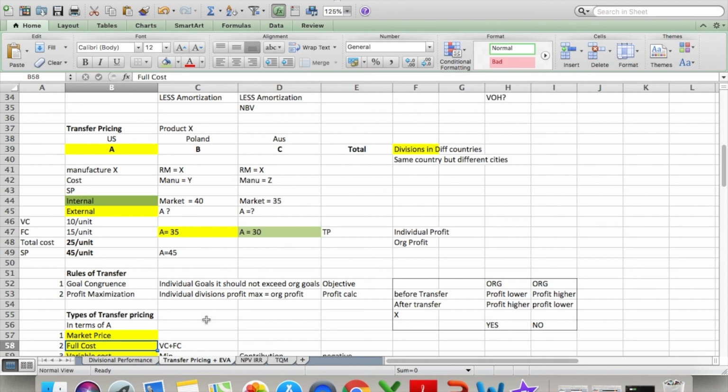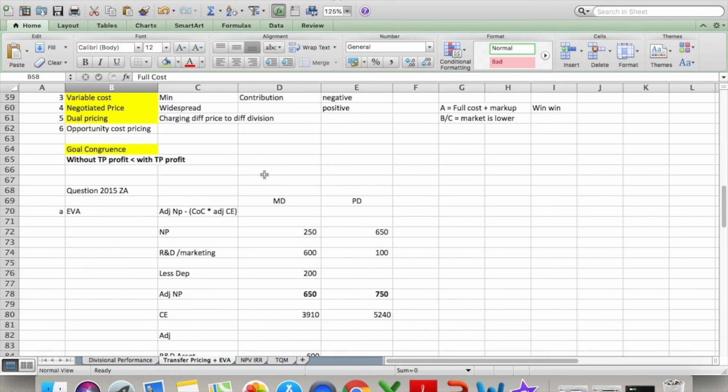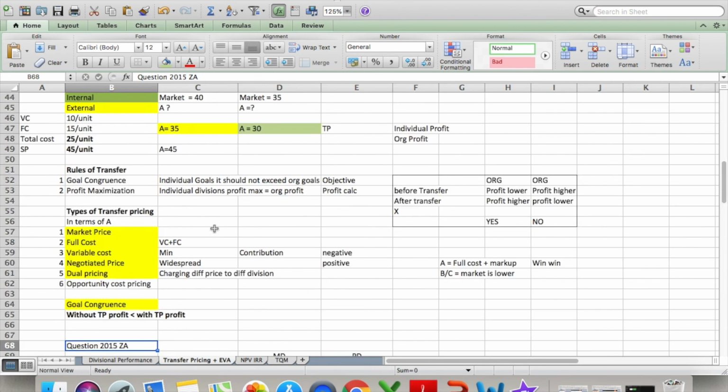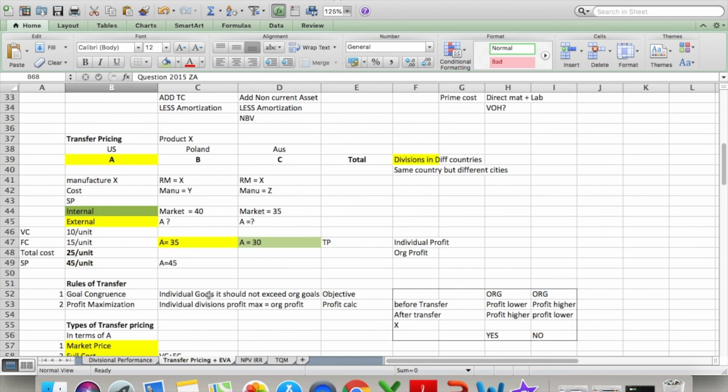The most important area of transfer pricing is its calculation. The calculation has to be done in such a way that the country or the division selling the product should always be labeled first, right? And the ones purchasing the product should be labeled afterwards. We're going to do a question on transfer pricing in EVA, which is 2015 Zone A, which will clarify how the format of transfer pricing is carried out.